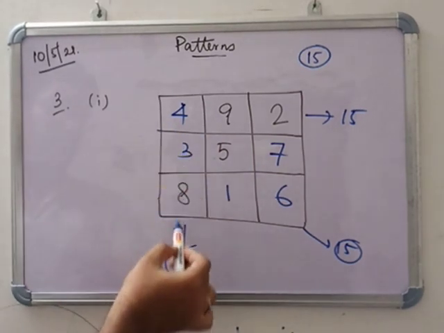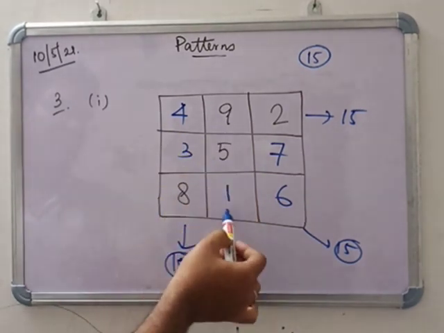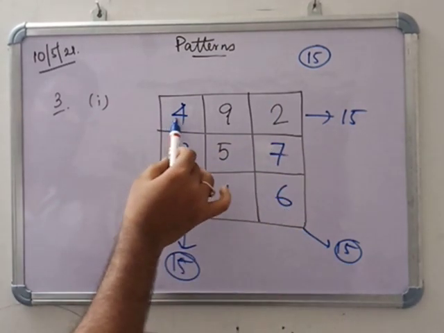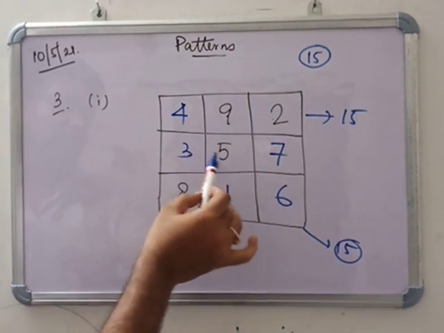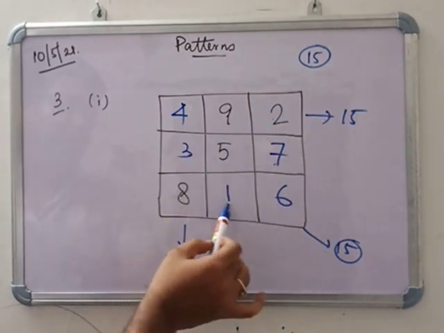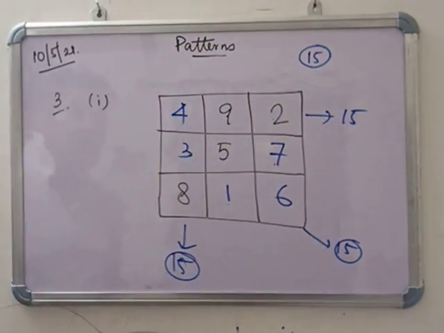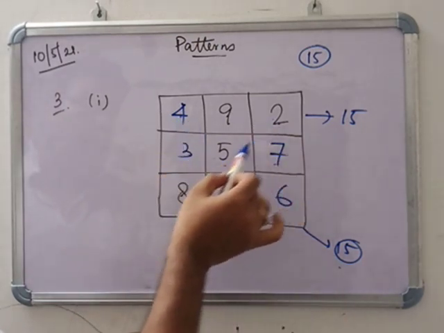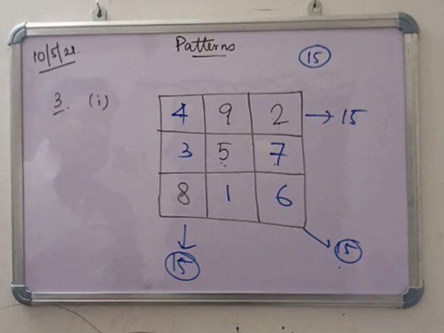4 plus 3 plus 8, 15. 9 plus 5 plus 1, 15. 2 plus 7 plus 6, 15. 9 plus 4 plus 2, 15. 3 plus 5 plus 7, 15. 8 plus 1 plus 6, 15. Diagonally, 4 plus 5, 9. 9 plus 6, 15. 2 plus 5 plus 8, this is also 15. So all additions are 15. That means these are okay.